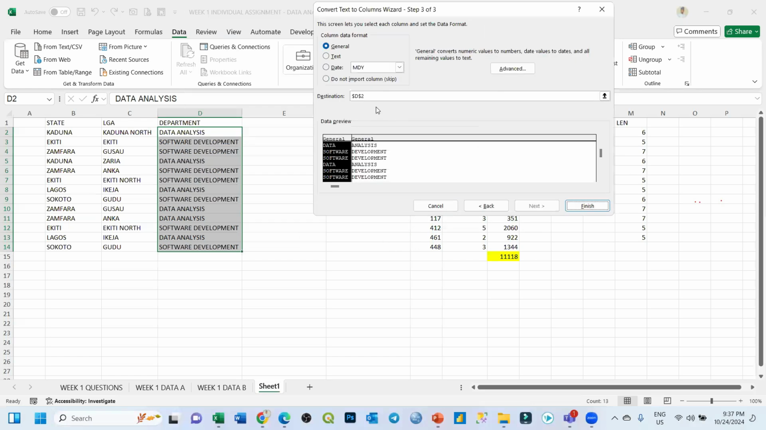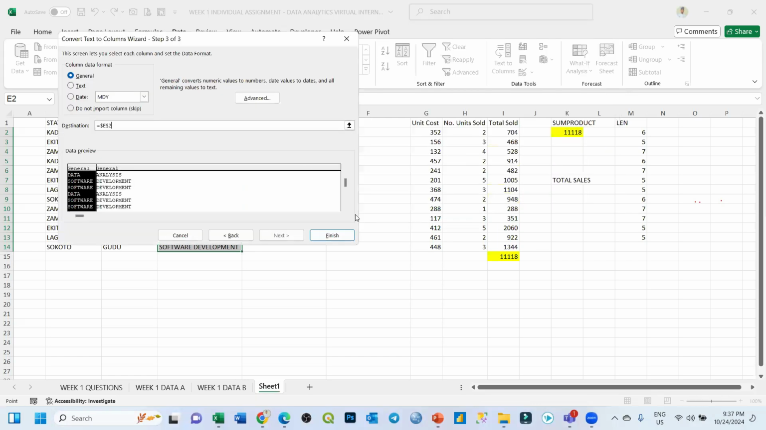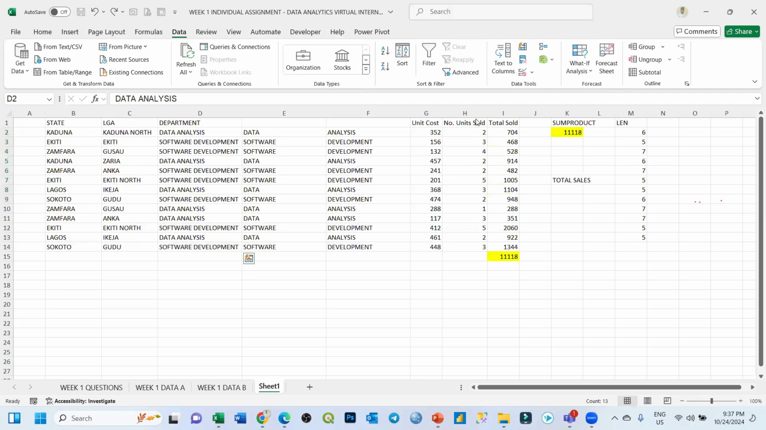When you click on next, it will ask you for the destination where you want this data to be. By default, it will override this one. It will separate this and put the next one onto E. But if I want this data to be somewhere else, I can just delete this and click here. This is where I want it to be, in E and F. So I don't want it to override the original data. Then I will click on finish. Automatically, data will be here and analysis will be here. So that's what text to column is all about, using delimited.